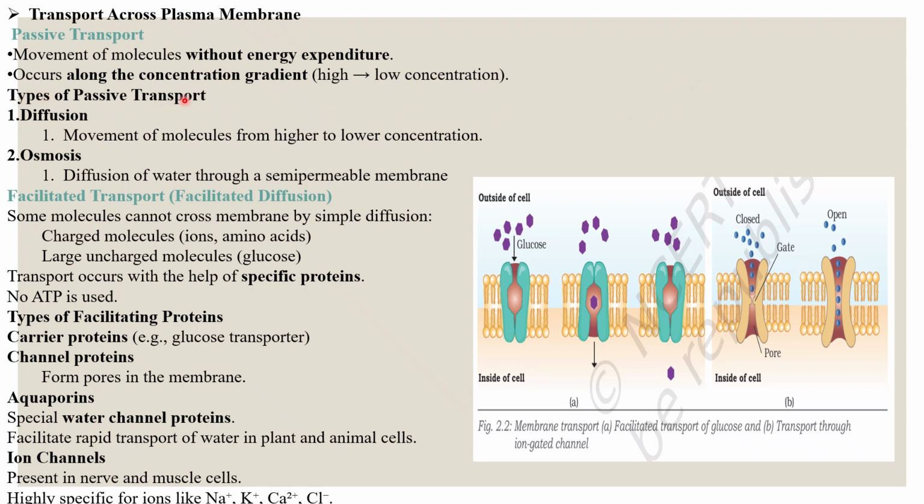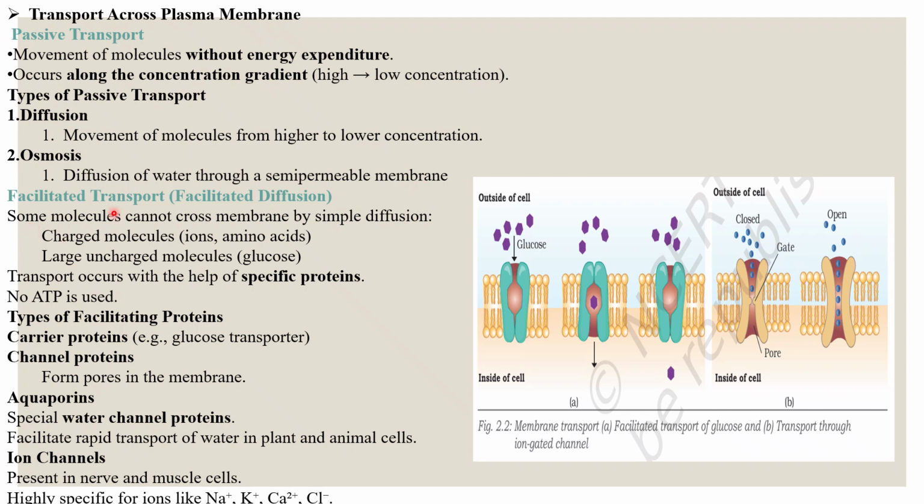The passive transport is of two types, that is diffusion and osmosis. In case of diffusion, there is no need of any semi-permeable membrane. The movement of the molecules occurs from higher concentration towards the lower concentration. While in case of osmosis, the same happens. The movement of molecules occurs from higher concentration to lower concentration, but there is a semi-permeable membrane also.